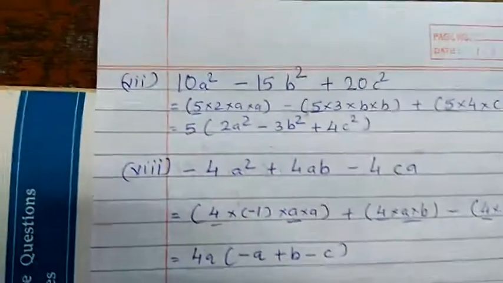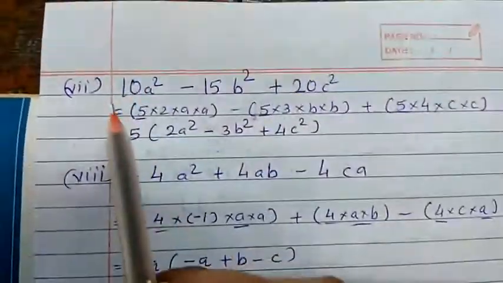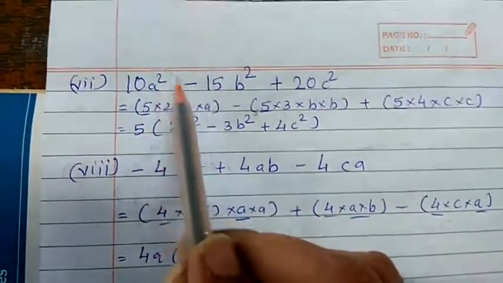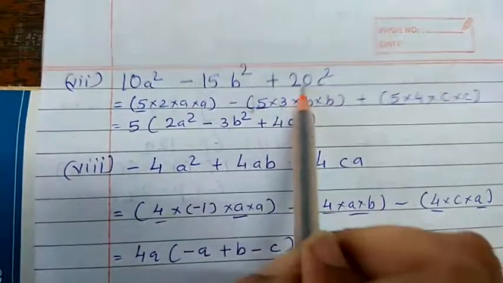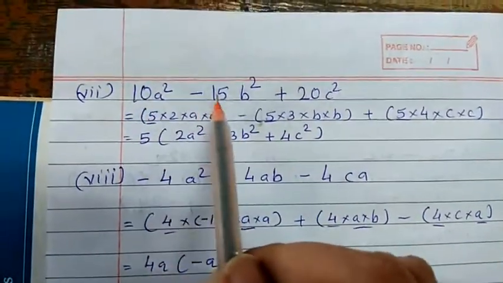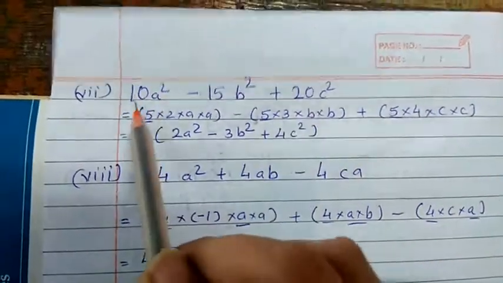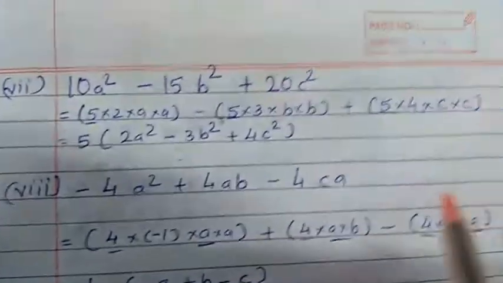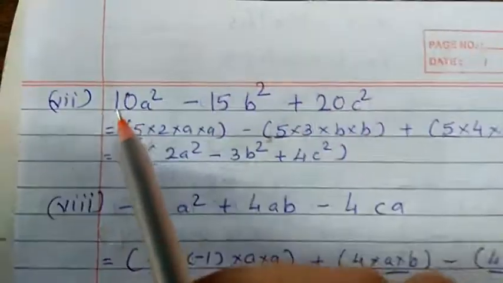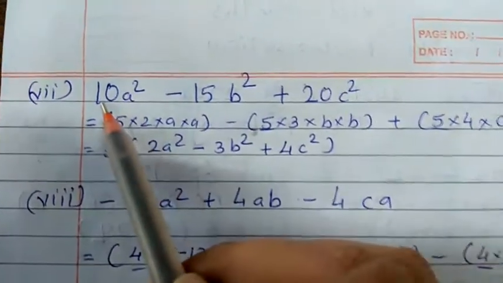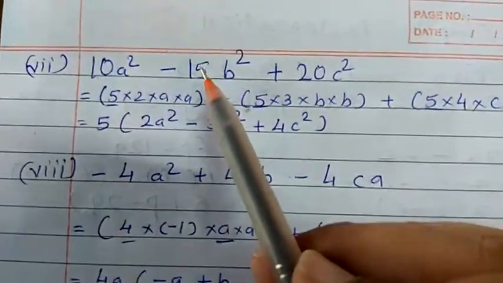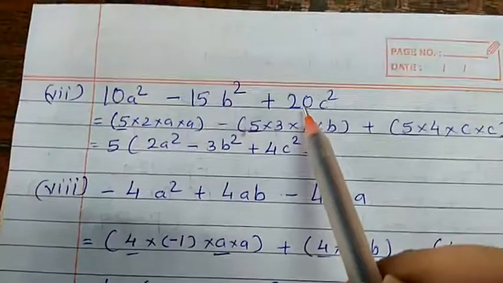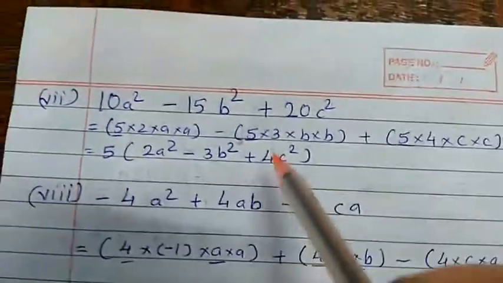Now question number 7. See, 10a square minus 15b square plus 20c square. One term, second term and third term. 3 terms are there. Okay, so it is called a trinomial. What is it called? Trinomial. So 10a square: 5 2s are 10, 5 3s are 15, and 5 4s are 20. Right students?